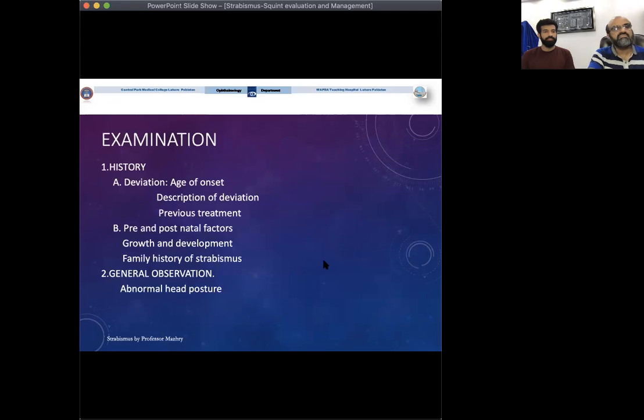Clinical examination. Deviation, age of onset, as we discussed, infantile, congenital, or later on maybe acquired. History of trauma as well, for the paralytic. Description of deviation. Previous treatments. Was there any reason in the pre or postnatal period of that particular child to develop squint? Growth and development, family history, abnormal head postures.